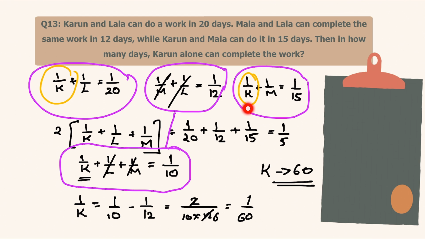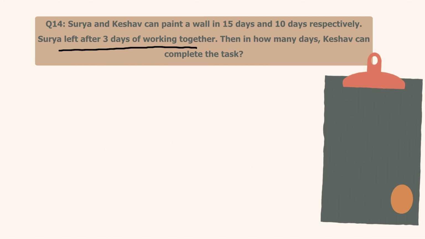I hope you have solved it. Okay, let's see how to answer this question. Surya and Keshav can paint a wall in 15 and 10 days respectively. And it is also given Surya left after 3 days of working together. That means 3 days they have worked together, isn't it? It is given 3 days they have worked together. So I will write 3 days, Surya and Keshav worked together.